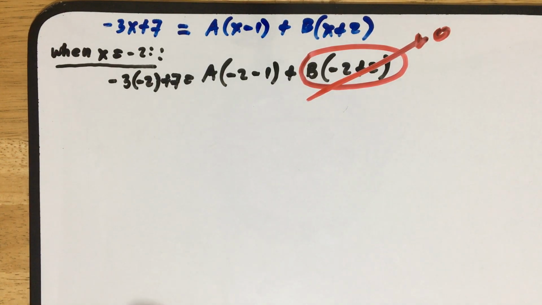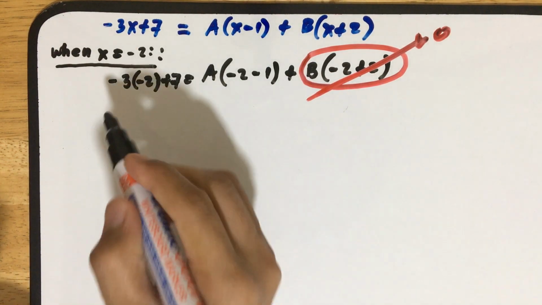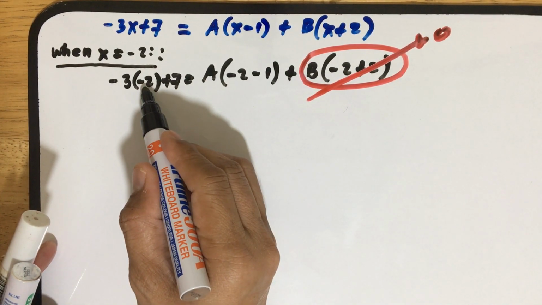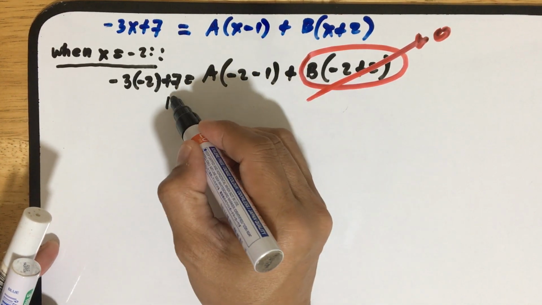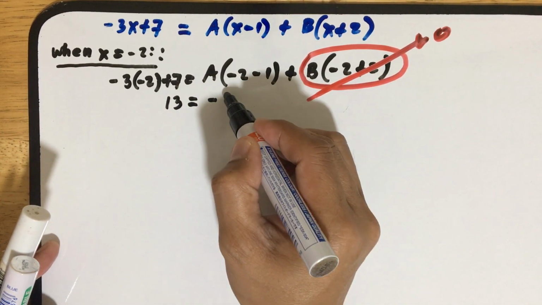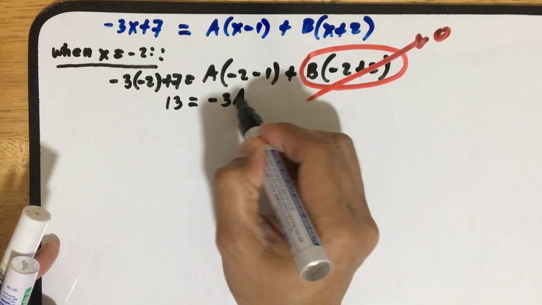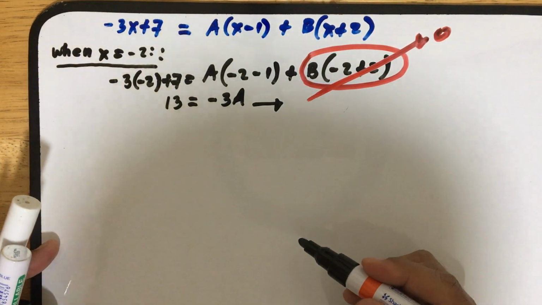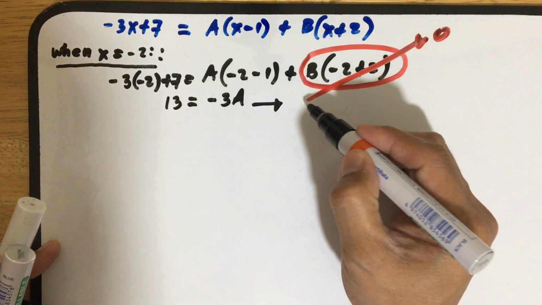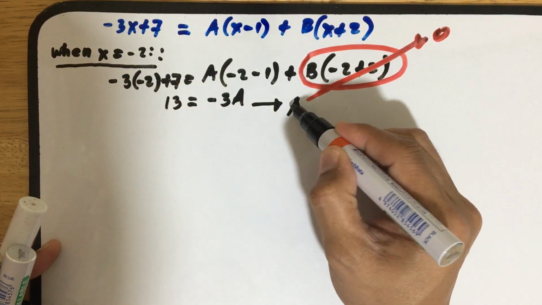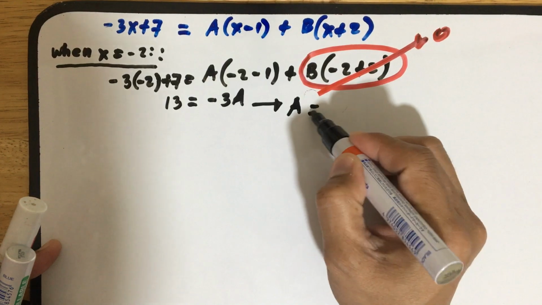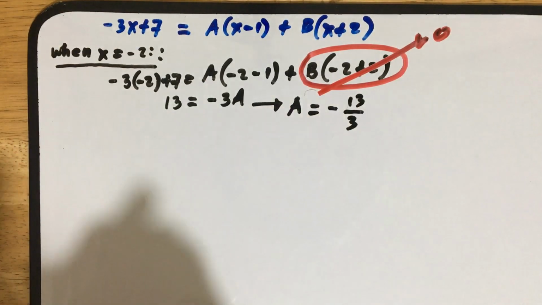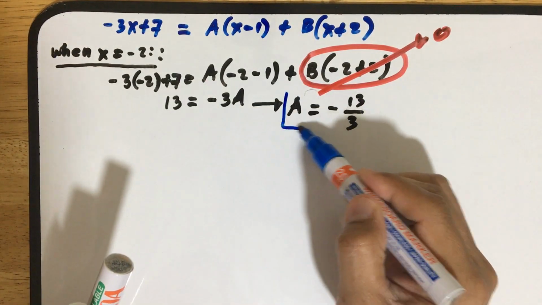So what is left is minus, minus: negative 3 times negative 2 is positive 6, plus 7. So this is positive 13 equal to minus 3a. From here we can solve for a. Divide both sides by negative 3. Therefore, our a is equal to negative 13 over 3. So this is our a.